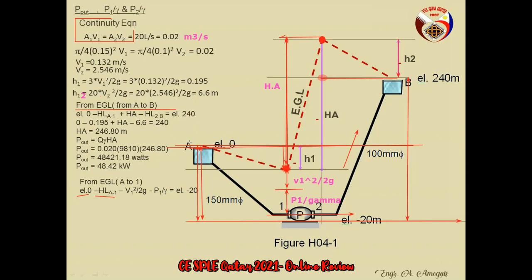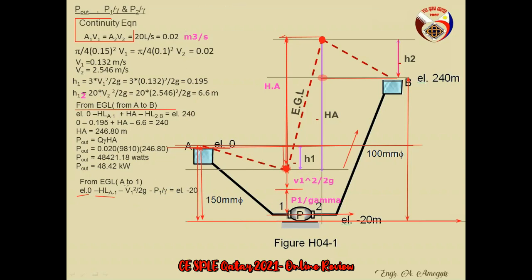Wala siyang pressure at A dahil that is an open surface. That is yung tangke yon. Pero dito sa 1, meron siyang pressure at saka velocity. Actually, pwede mong pagsamasamahin yan. Yung at 1, elevation A, elevation is 20, pwede mong pagsamasamahin yan.